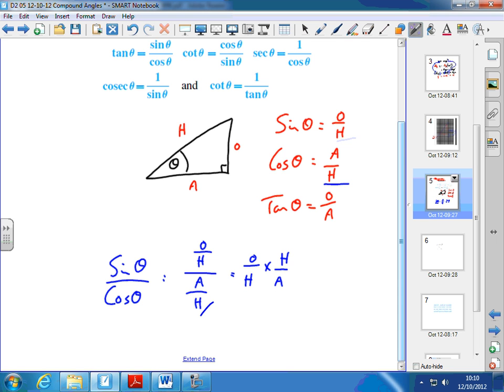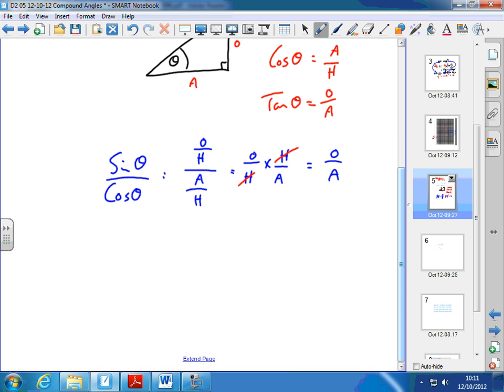But if you know that if you divide one fraction by another, you invert the second fraction and multiply. That's what I've done here. The bottom fraction I've turned into h over a and multiplied. Now if you look at this, the hypotenuse actually cancels, and that equals opposite over adjacent, which is the tangent. So we've proved that sine theta over cos theta equals the tangent of theta. And that's the first trigonometric identity.